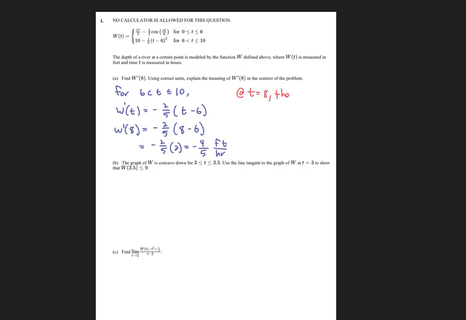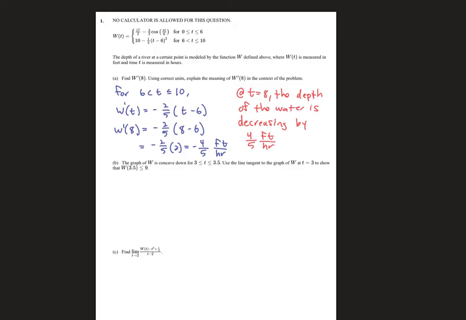We can talk about how the depth of the water is changing, and since it's negative, water, might as well say it's decreasing by 4/5 feet per hour. Okay, the fact that you're saying it's decreasing really incorporates that negative. So you don't want to say it's decreasing at a negative rate. Decreasing implies that this is negative. So, okay, something like that.